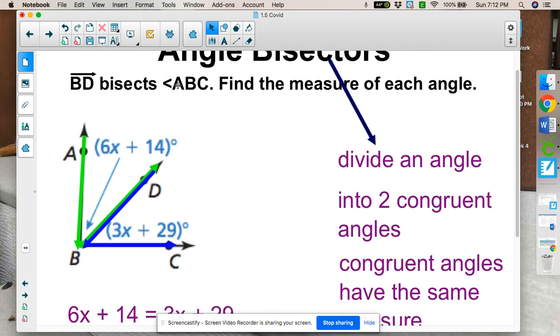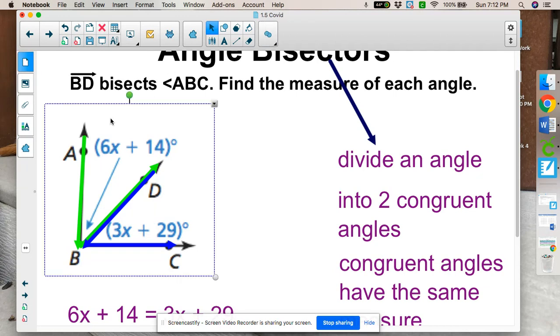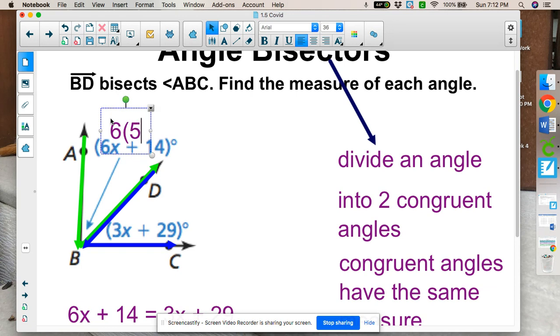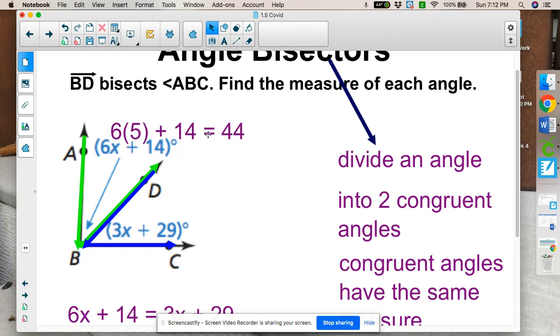Then you would plug it back in to find the measure of angle ABC. Now this one's actually tricky because ABC is the entire angle. So you would need to plug x back into both and then you would add them together. But this can also verify that you did it correctly because you better get the same measure. So if we plugged it into this one, 6 times 5 plus 14, 6 times 5 is 30, plus 14 is 44. So I hope I get the same thing here.